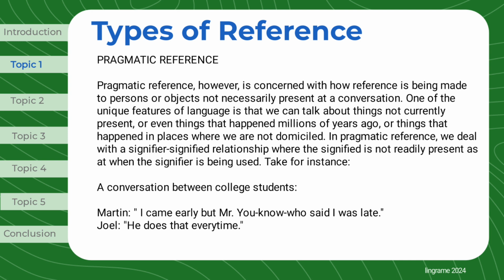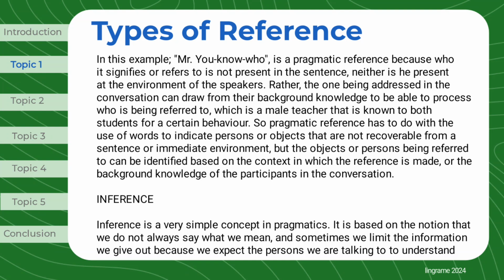Take for instance, a conversation between college students. Martin: I came early but Mr. You-know-who said I was late. Joel: He does that every time. In this example, Mr. You-know-who is a pragmatic reference because who it signifies or refers to is not present in the sentence, neither is he present at the environment of the speakers. Rather, the one being addressed in their conversation can draw from their background knowledge to be able to process who is being referred to, which is a male teacher that is known to both students for a certain behavior.